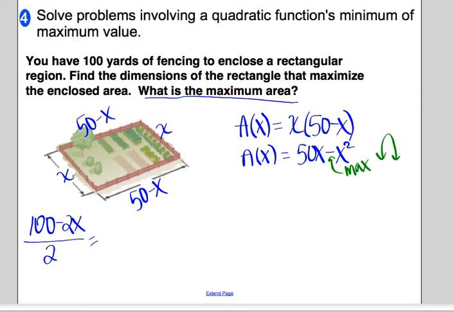Remember, the first thing to do is negative b over 2a. That's going to give us the maximum x value. The b value in this case is 50. Be careful, this equation is written with the b in front, over 2 times negative 1. So we get negative 50 over negative 2, which is 25.